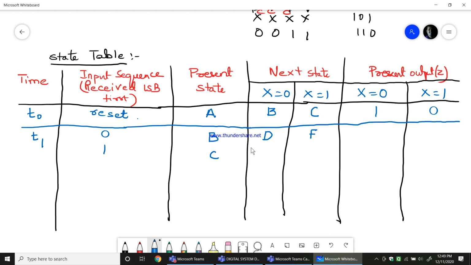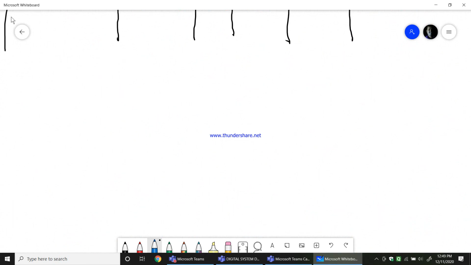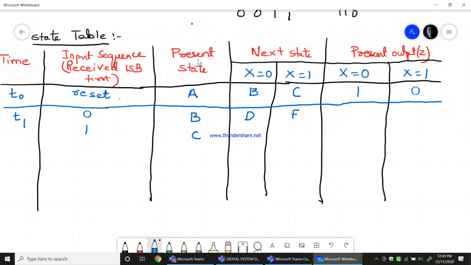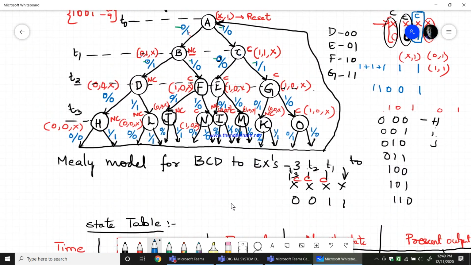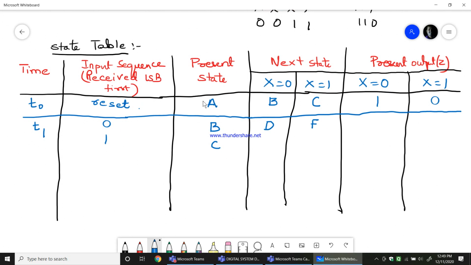If you go back to the state diagram and look at B, from B it is D when the input is 0, and it is F when the input is 1. Similarly, from C it is E when the input is 0, and it is G when the input is 1. So that is what I am writing here. When C is there, the next state is E and G.